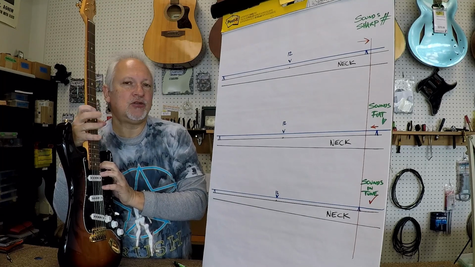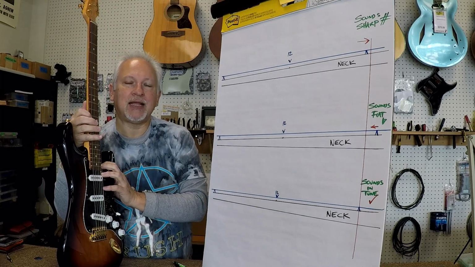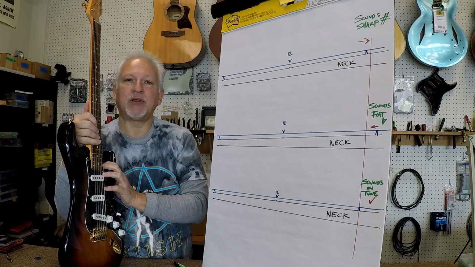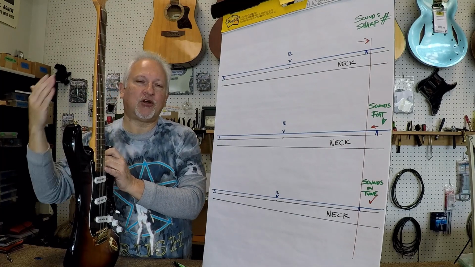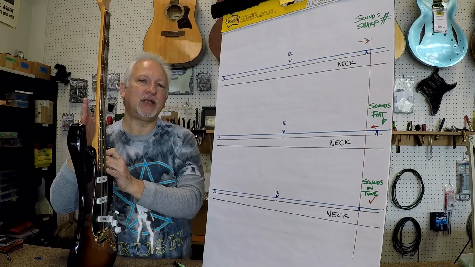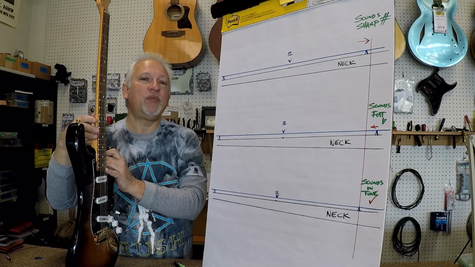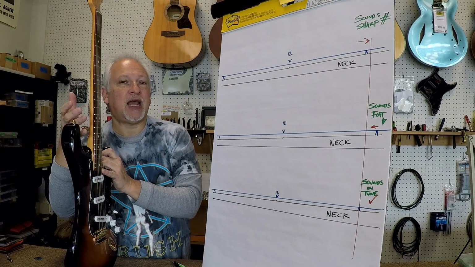If the string is too short, when you play the open note and then the note at the 12th fret, the 12th fret note is going to be sharp. It wouldn't be perfectly on E. If you're playing on the 6th string, it would be a little bit sharp. So that's one way it could be adjusted out of tune.